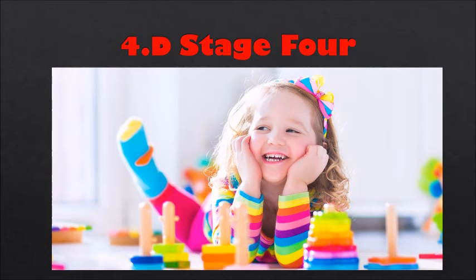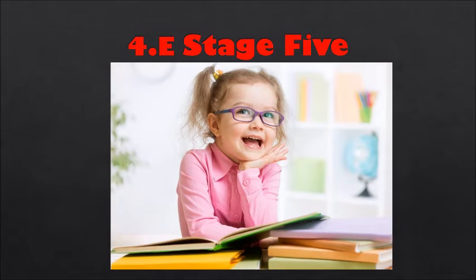For 4D, Stage 4 is between 40 to 46 months. This includes the understanding of articles such as irregular past tense and third-person regular present tense. For 4E, Stage 5 is from 42 months on. It involves use of contractions. I am turning into I'm, and you are turning into you're.